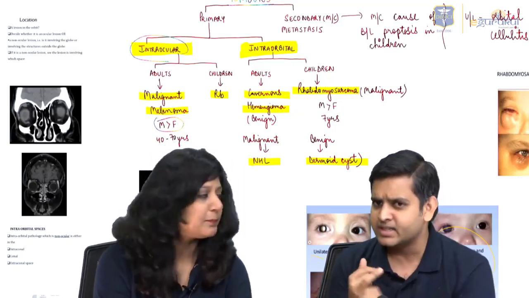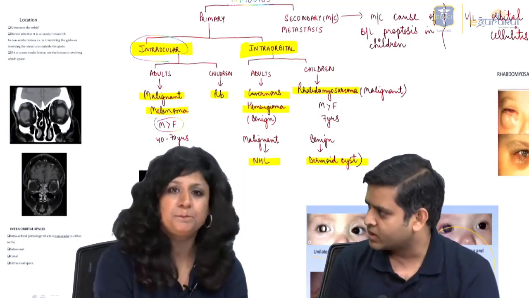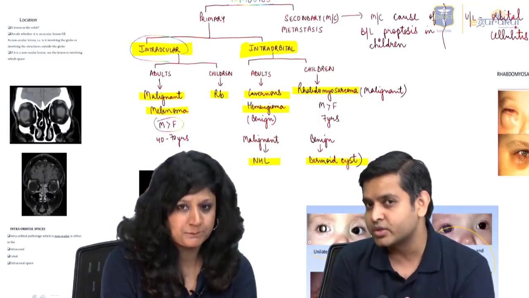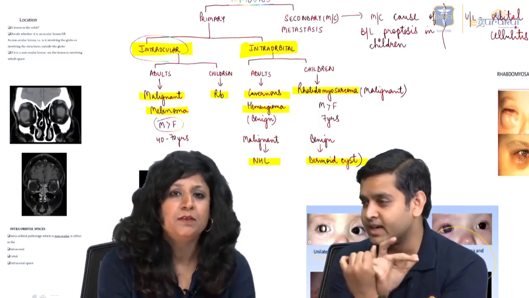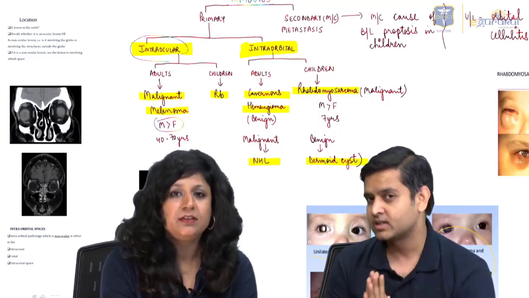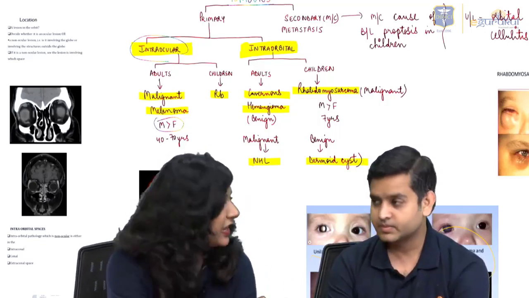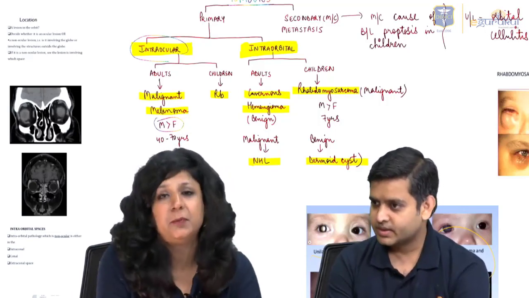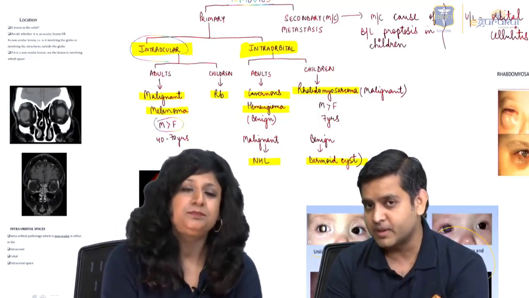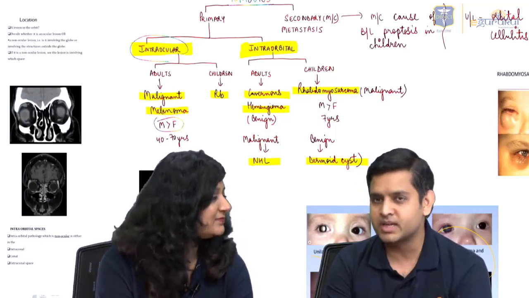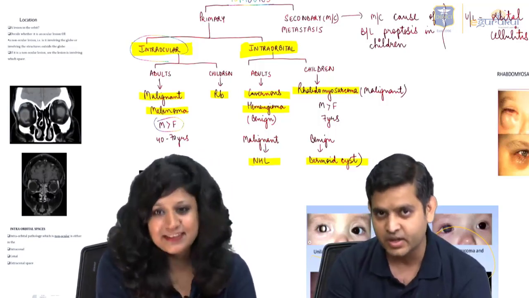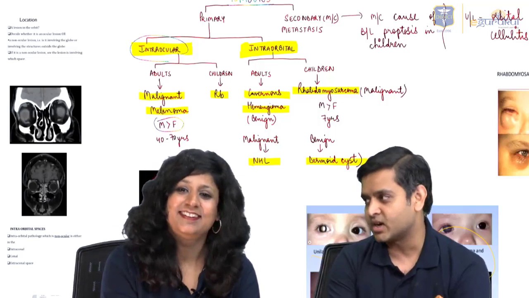From my side, these are the important take-home messages. One extra, which is not related to tumor, is that the Coke bottle appearance or tendon sparing is a special feature of thyroid ophthalmopathy. I have seen this question asked in many papers; it is very frequently asked. The most common muscle involved in thyroid ophthalmopathy is the inferior rectus, which is also asked a lot in exams.